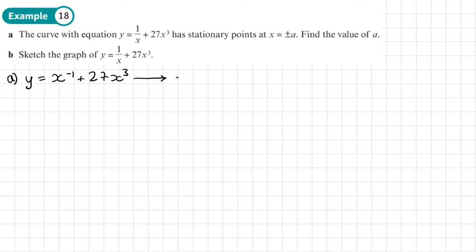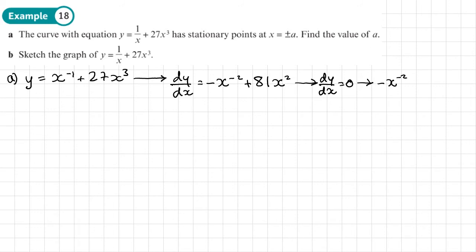So now we'll differentiate it. dy dx: x to the power of negative 1 differentiated becomes negative x to the power of negative 2. And then 27 times 3 is 81. So we'll have plus 81x squared. Now we want to find a stationary point, so that's when dy dx is 0. So that means when negative x to the power of negative 2 plus 81x squared equals 0.